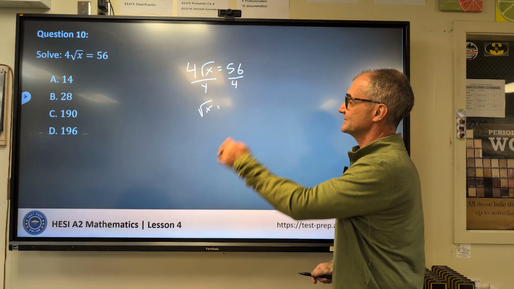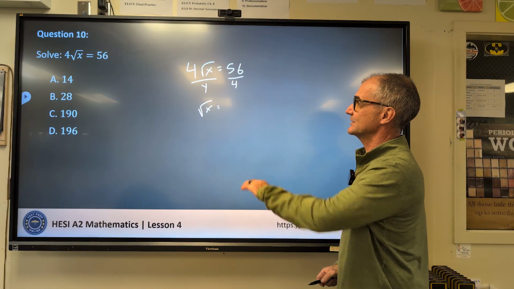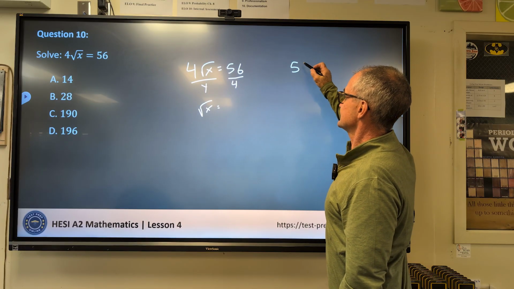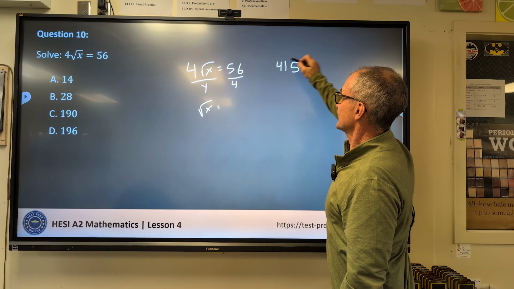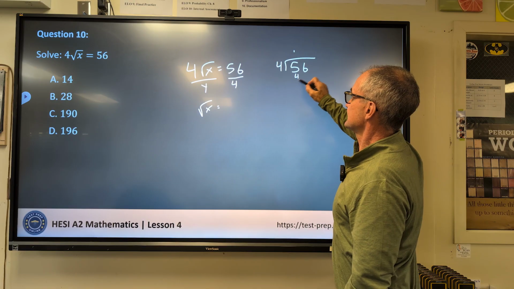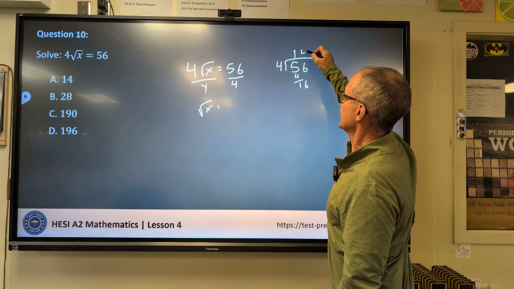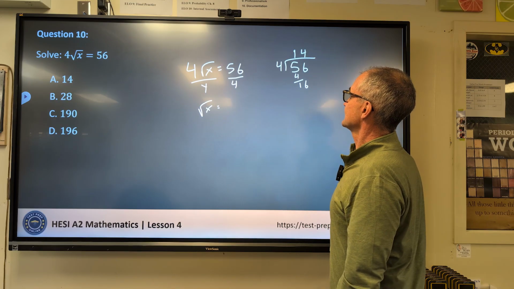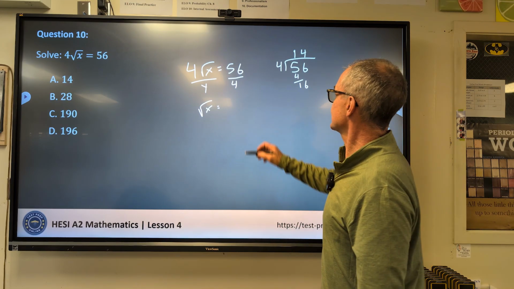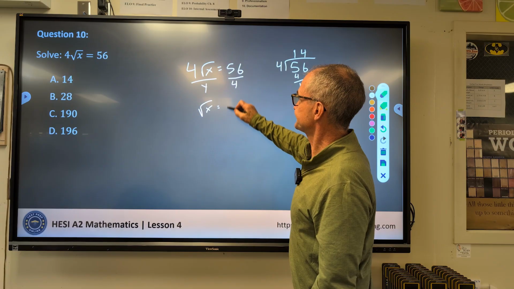On the left, 56 divided by 4, I think is that 14? 4 goes into 50 once, 16, so it goes in there 14 times. 40, 56, so it's 14.